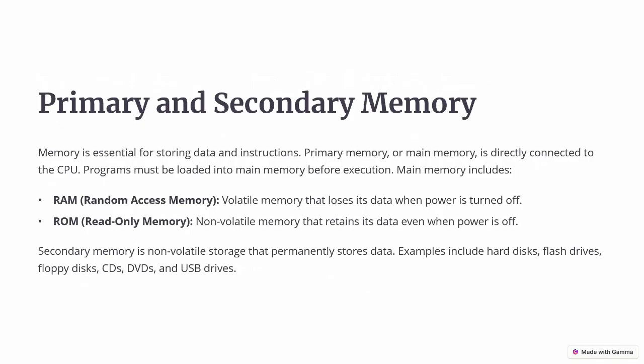Primary and secondary memory. Memory is essential for storing data and instructions. Primary memory, or main memory, is directly connected to the CPU. A program must be loaded into main memory before execution. Main memory includes RAM, random access memory. Random access memory is a volatile memory. A volatile memory is one that loses data when the power is turned off.